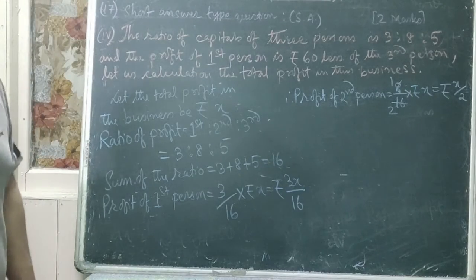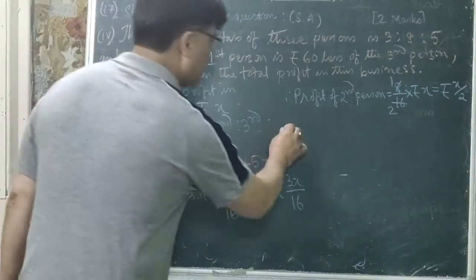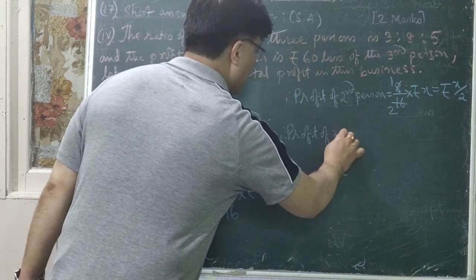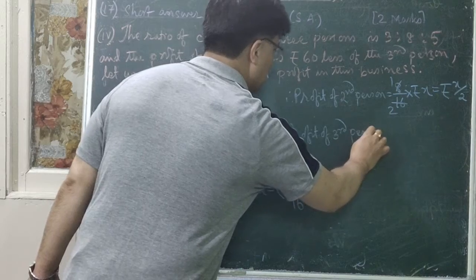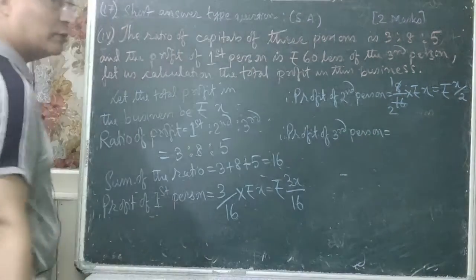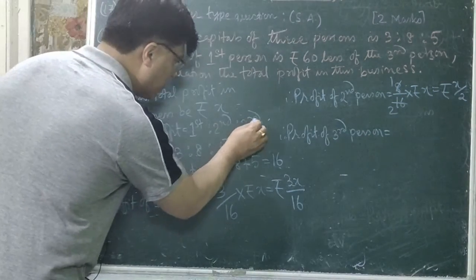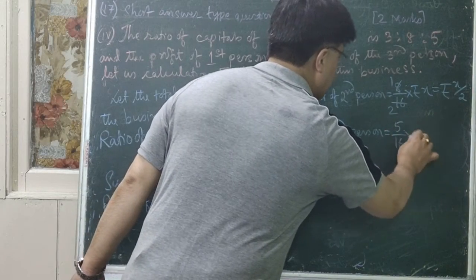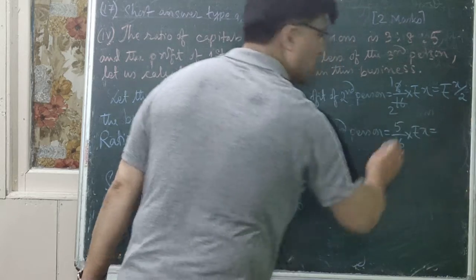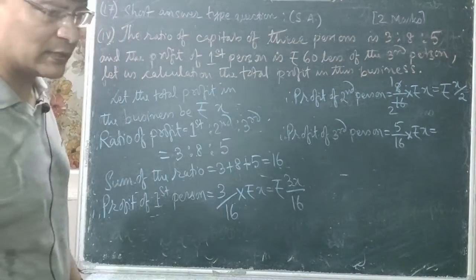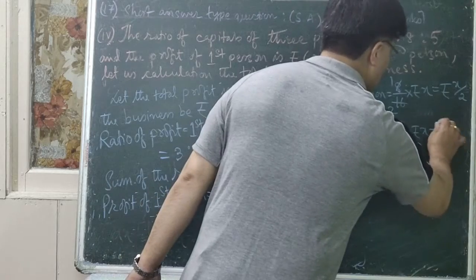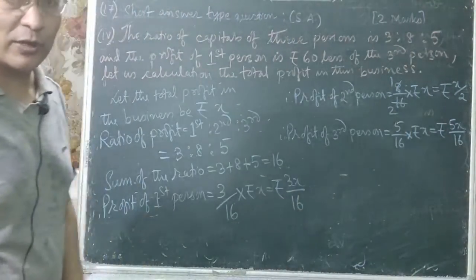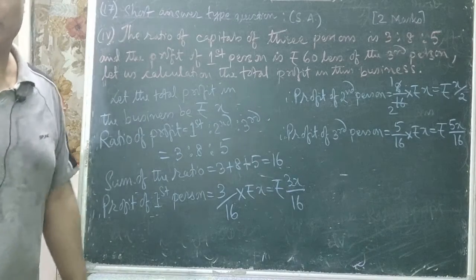Now you have to find out profit of third person. Therefore, profit of third person is equal to, so what is the equivalent number of third person in this ratio? It is 5 divided by 16 into rupees X. Now let's multiply it. You cannot cancel here. That is rupees 5x upon 16. Is that clear to all of you? So I think you have understood it.